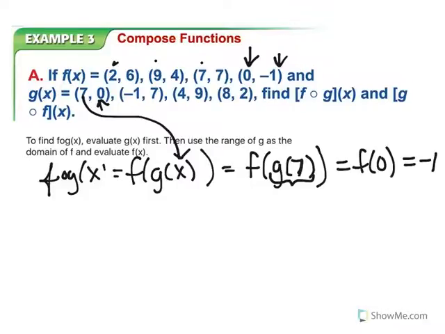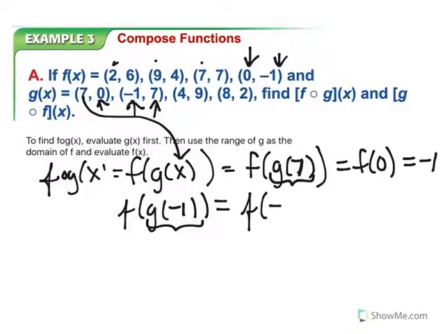Now you're going to do this again. We're going to take the next point of g. We're going to take the x value, which is -1. So we have f of g of -1. Now I'm going to look and see what my y value is, which is right next to it, which is a 7. So now I'm going to replace g of -1 with a 7 to get f of 7. Now I'm going to look for the x value that has a 7 on my f of x, which its y value is actually 7 as well. So this is equal to 7.